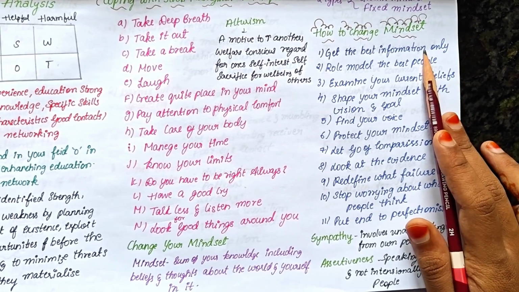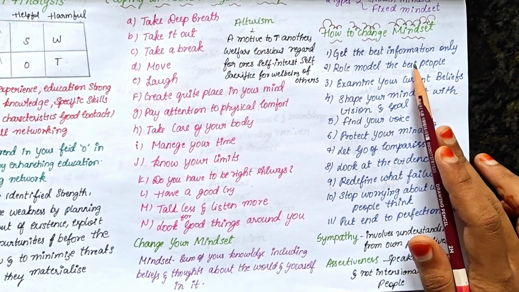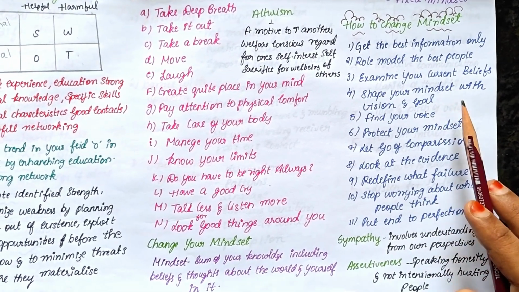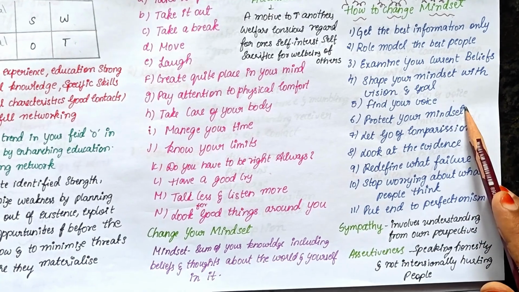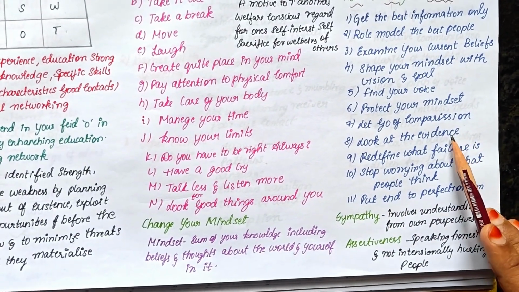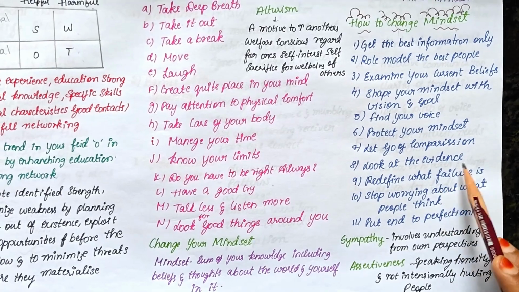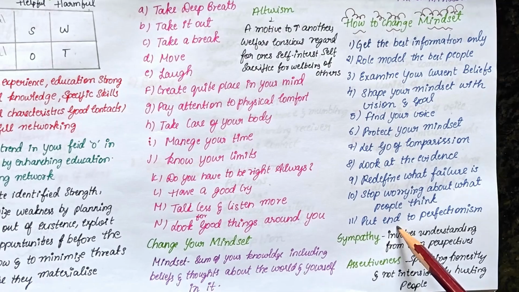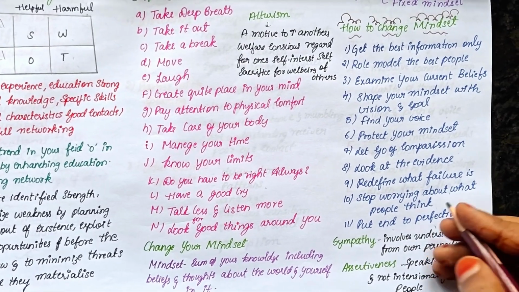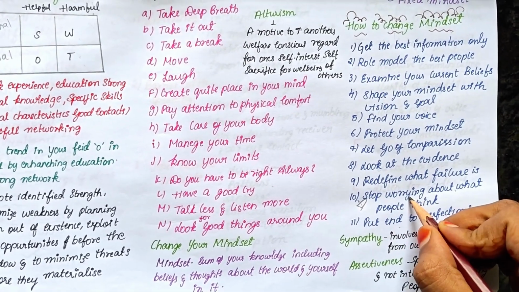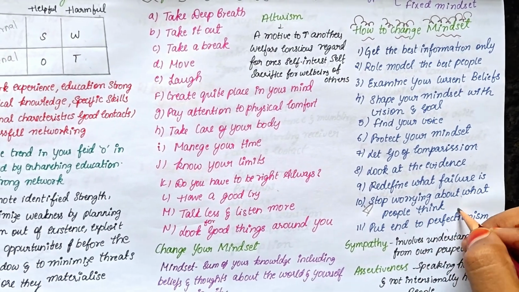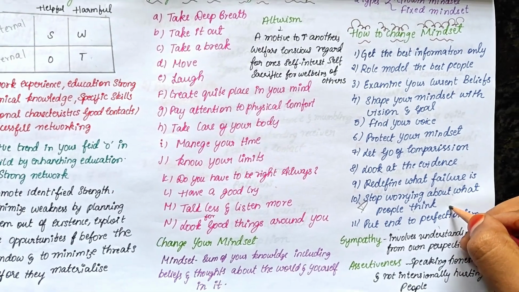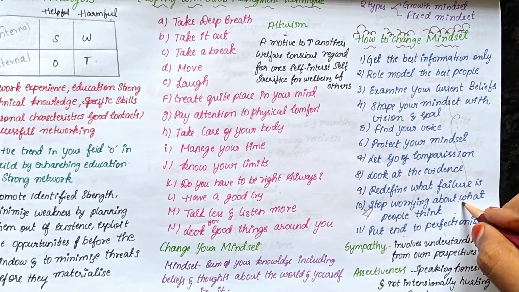Get the best information only and role model the best people, examine your current beliefs, shape your mindset with vision and goals, find your voice, protect your mindset, let go of comparison, look at the evidence, and redefine what failure is. Stop worrying about what other people think, put an end to perfectionism. The most important one is that you should stop worrying about what people think. Know about yourself and start. Every time it's a new beginning. In these ways, you can change your mindset.